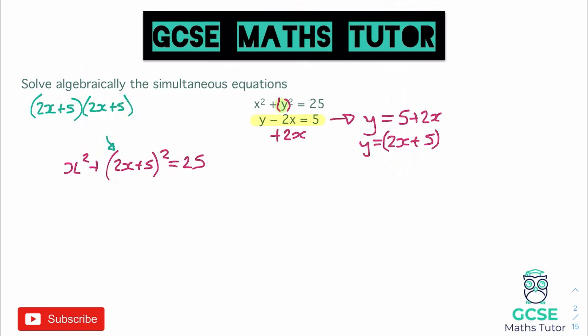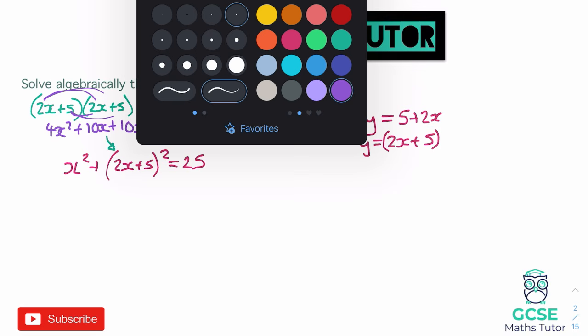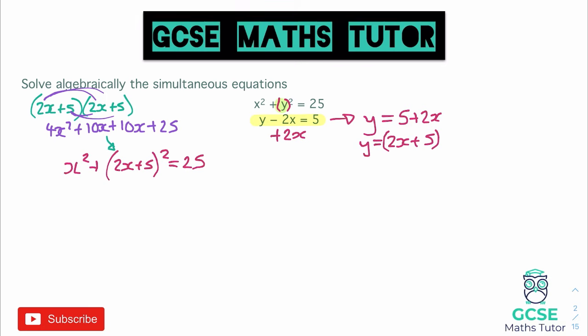Well, 2x times 2x is 4x squared. 2x times 5 is going to be 10x. We've got another 2x times 5, so another 10x. And then we have 5 times 5, which is going to be 25. So if we simplify that and put it back into our equation, what do we have? Well, we've still got the x squared at the start, but now we're going to add another 4x squared, so we'll be able to combine those as well.